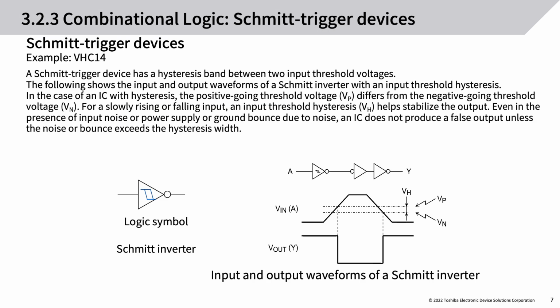Combinational logic, Schmitt trigger devices. A Schmitt trigger device has a hysteresis band between two input threshold voltages. The following shows the input and output waveforms of a Schmitt inverter with an input threshold hysteresis. In the case of an IC with hysteresis, the positive-going threshold voltage, Vp, differs from the negative-going threshold voltage, Vn. For a slowly rising or falling input, an input threshold hysteresis, Vh, helps stabilize the output. Even in the presence of input noise or power supply or ground bounce due to noise, an IC does not produce a false output unless the noise or bounce exceeds the hysteresis width.